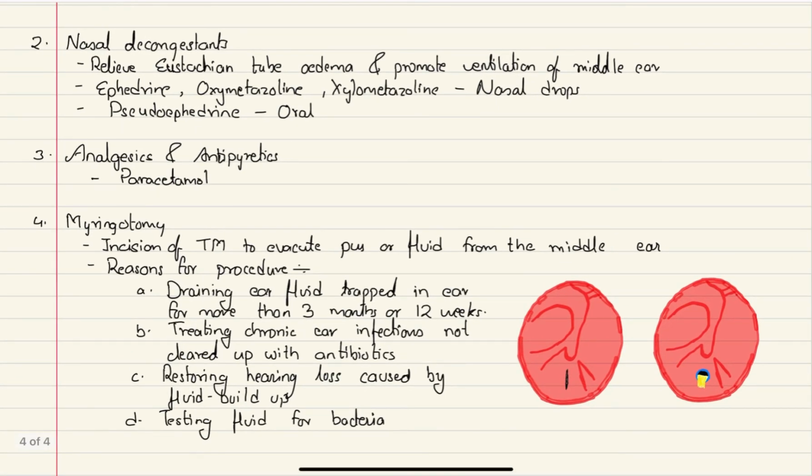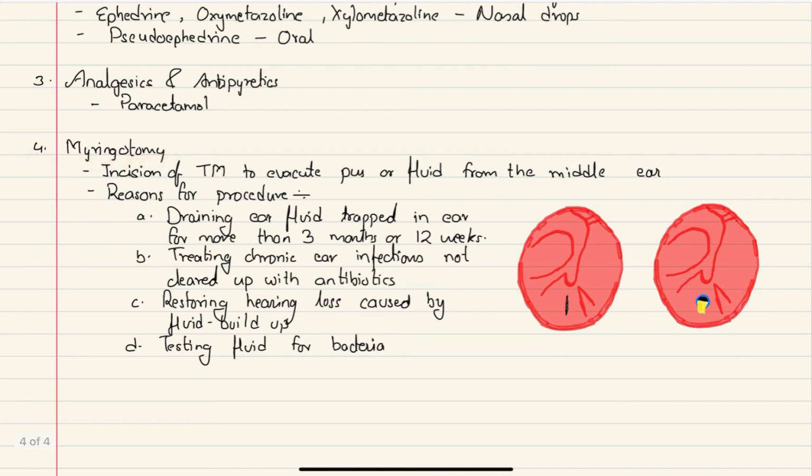Next treatment is we can give nasal decongestants. These will relieve eustachian tube edema and promote ventilation of middle ear. Drugs such as ephedrine, oxymetazoline, and xylometazoline can be given as nasal drops, whereas pseudoephedrine is given as oral nasal decongestant. If there is pain or fever, we can give paracetamol.